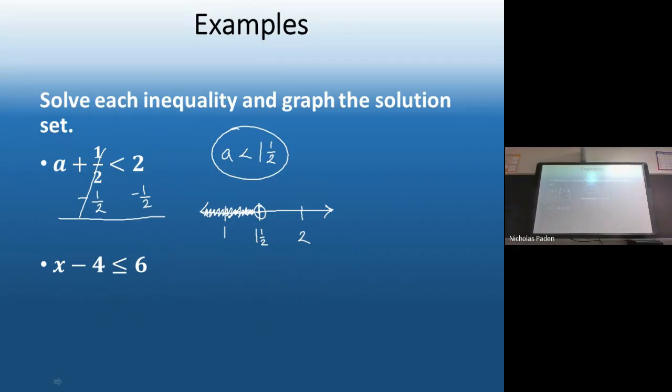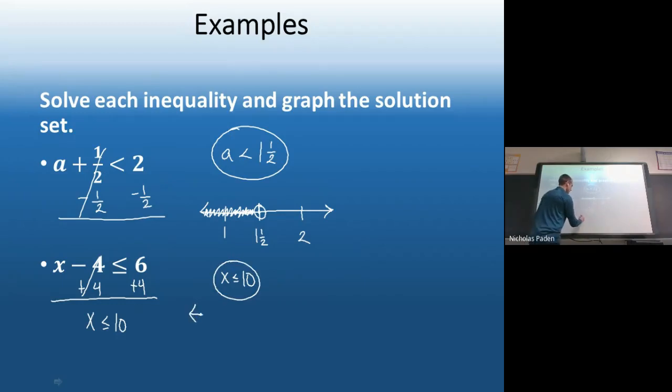Okay, and then our next one here, x minus 4 is less than or equal to 6. So to get rid of the minus 4 that's on the side of x, I'm going to add 4 to both sides. So those minus 4 plus 4 cancel off. I'm left with x is less than or equal to 6 plus 4, which would be 10. So we'll go ahead and write that here: x is less than or equal to 10.